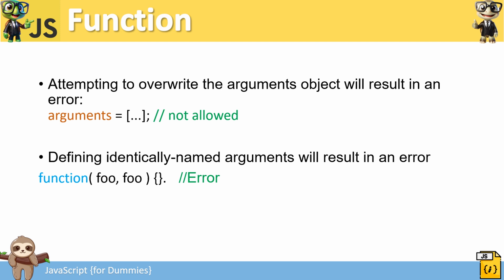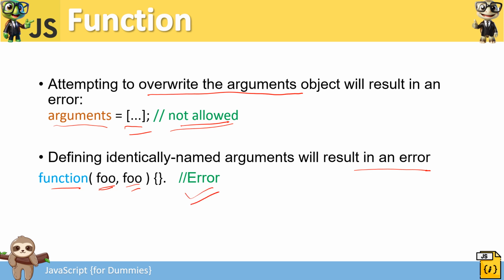Similarly, functions. Attempting to override the arguments object will result in an error. For example, if you have an argument coming in and you want to override it, this will generate an error. Defining identical argument names will also result in an error. If this is an argument coming from a function, you cannot change it. You need to assign it to another value and update that. Using strict mode, this is not allowed. At the same time, you cannot declare two variables of the same name. If you have two variables in a function of the same name, again an error is generated.